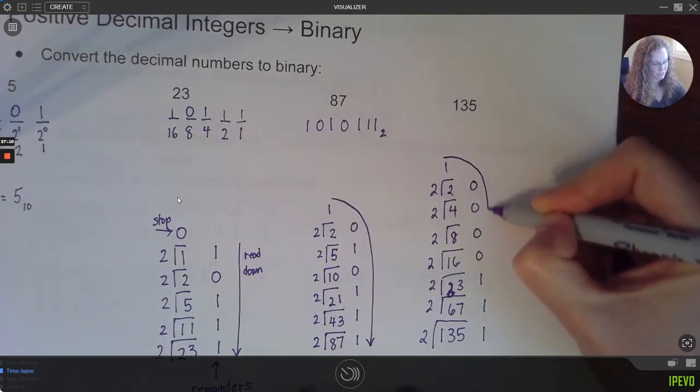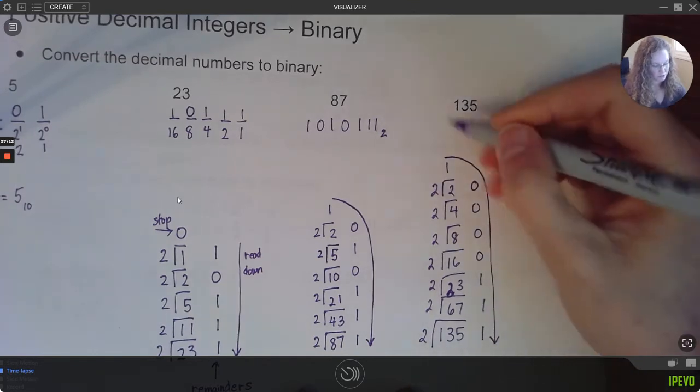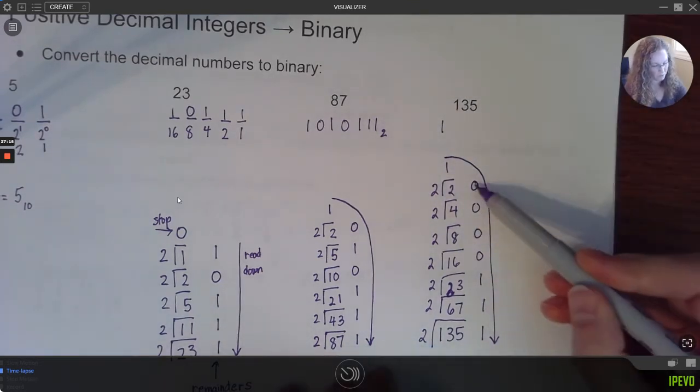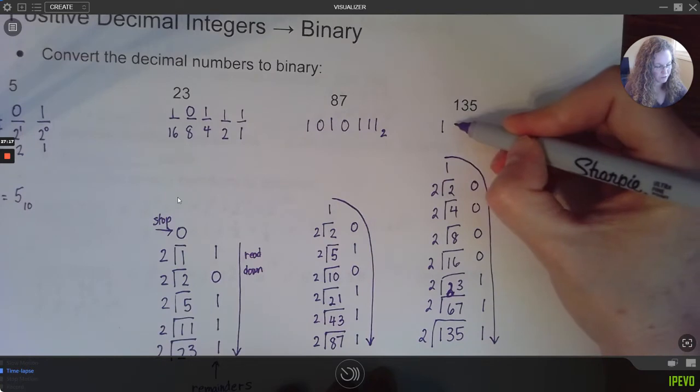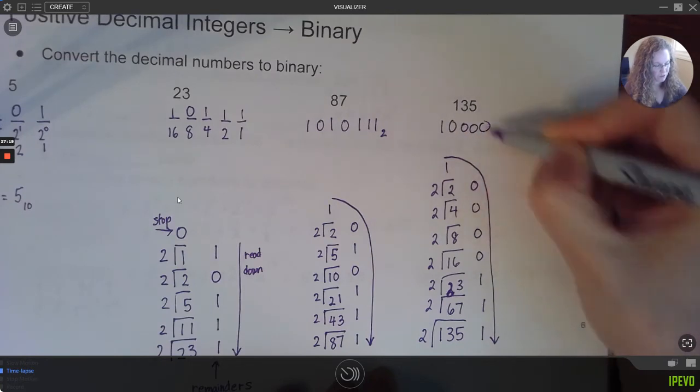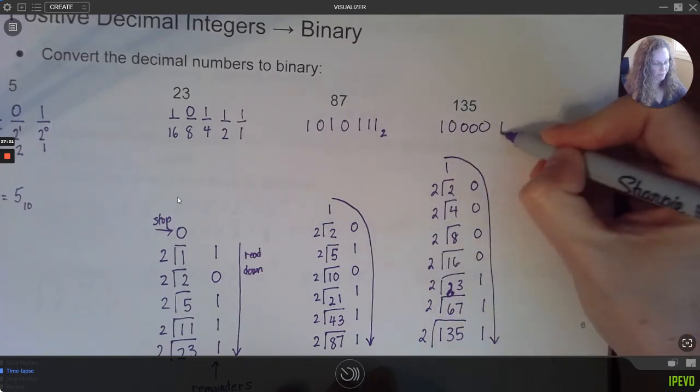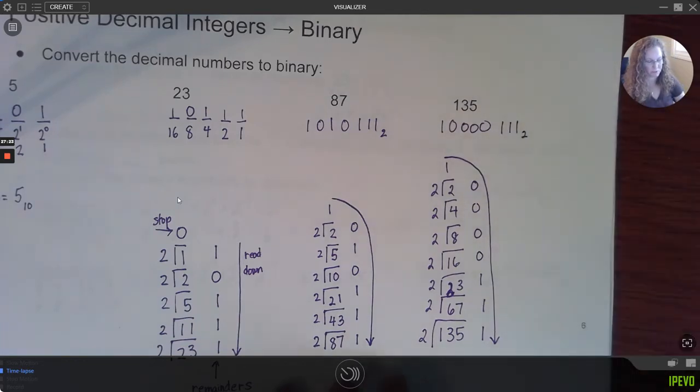And okay, I'll read it down this way. And so I get 1, and then 1, 2, 3, 4 zeros, and then 1, 1, 1. And that's what it is in base 2. Okay. All right, so that is the process for converting decimal numbers into binary, at least decimal integers into binary.